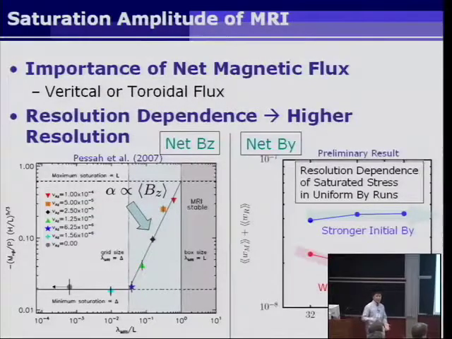I'm doing a similar calculation with Charles. This shows a net B_y simulation. It's the saturation amplitude as a function of the resolution. If the B_y is relatively large, strong, then it is almost converging. But if it's weak, then it decreases with the increase of the resolution, which is quite similar to the zero net flux case. But this is a preliminary result. Both sets show that the net flux is key for the larger saturation amplitude.